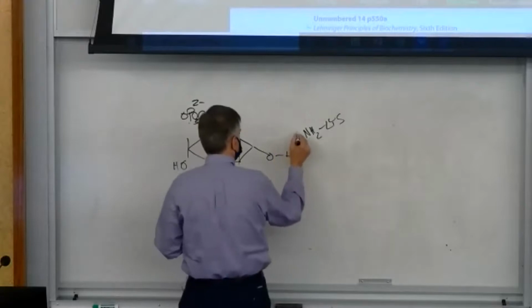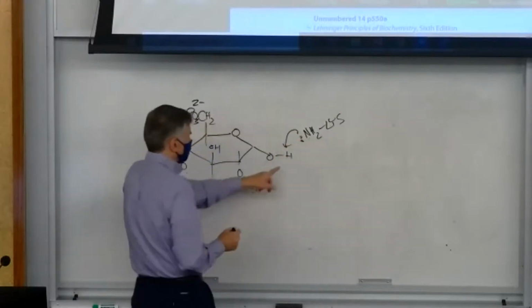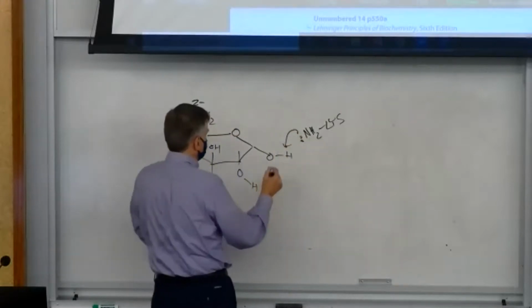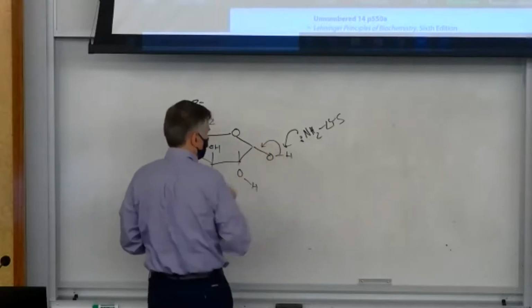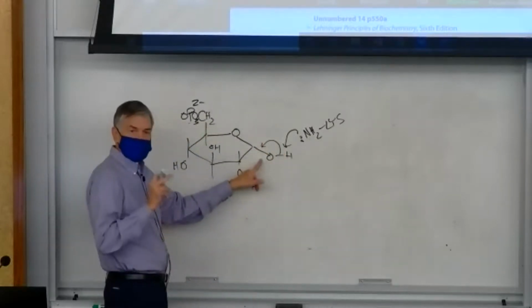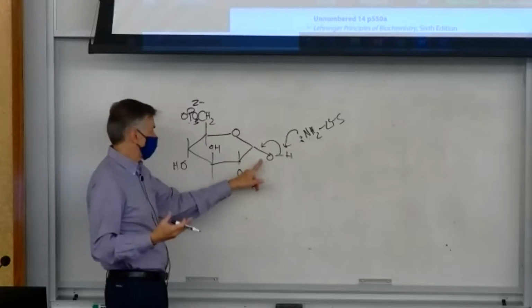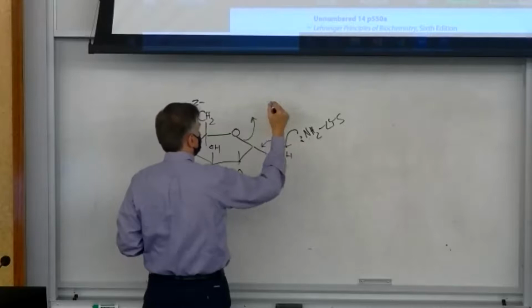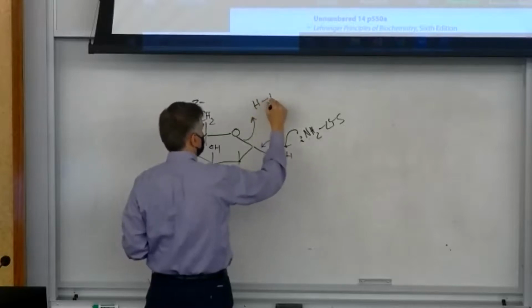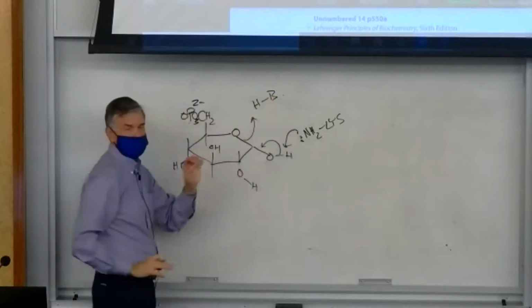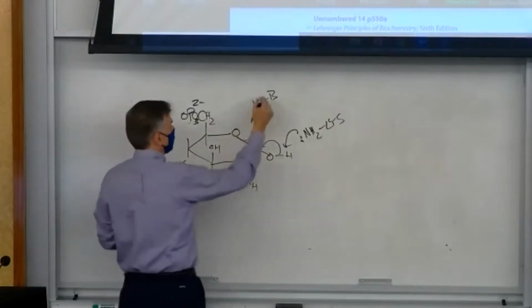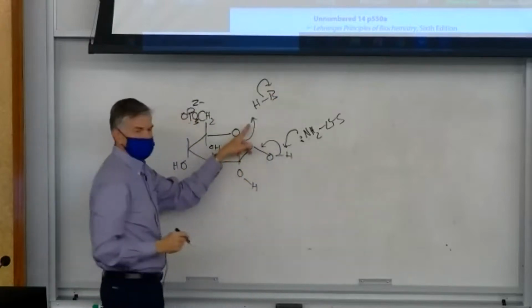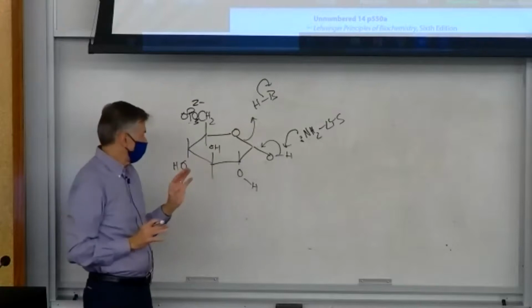And there's going to be a pair of electrons abstract a proton here. This is going to bring about the reformation of the aldehyde. Remember, that's where we started. This pair of electrons swings out, and there is a base, again, part of the enzyme active site that is going to contribute a proton. All right.